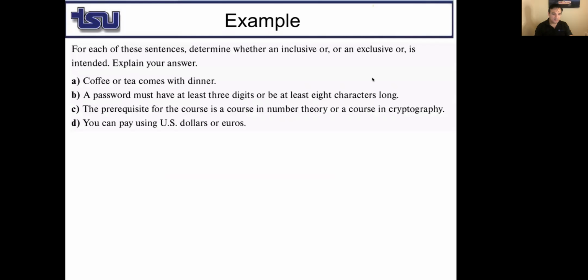Okay, let's see. For each of these sentences, determine whether it's an inclusive OR or an exclusive OR. Coffee or tea comes with dinner. Either you get coffee or tea, not both, right? So that's an exclusive OR.